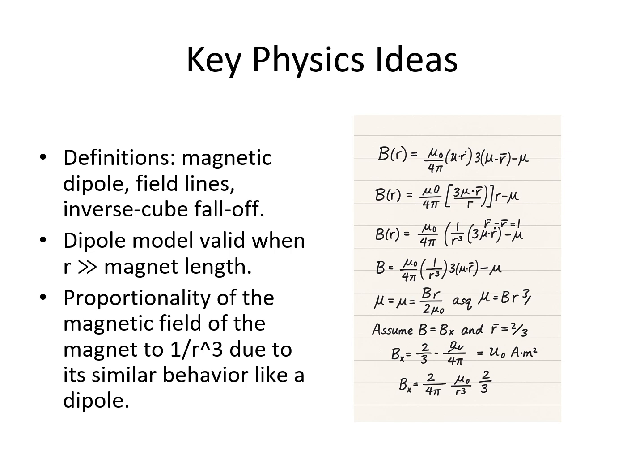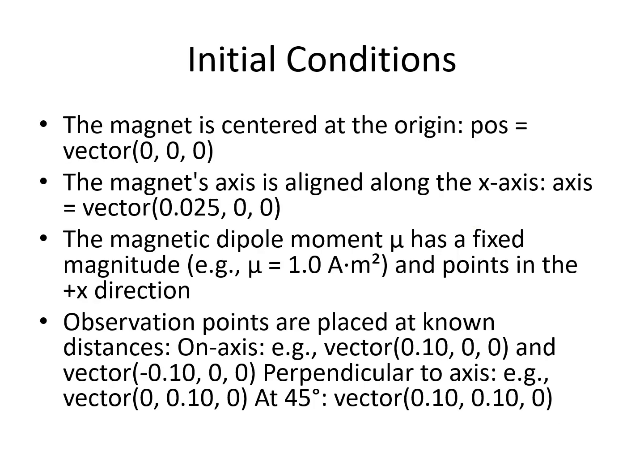And here are the formulas that we used for the dipole magnetic field calculations. Also, one of the important ideas that were discussed was the dipole model validity when R is more than the magnet length, and the proportionality of the magnetic field to the distance R. So the initial conditions in the code were as placed here.